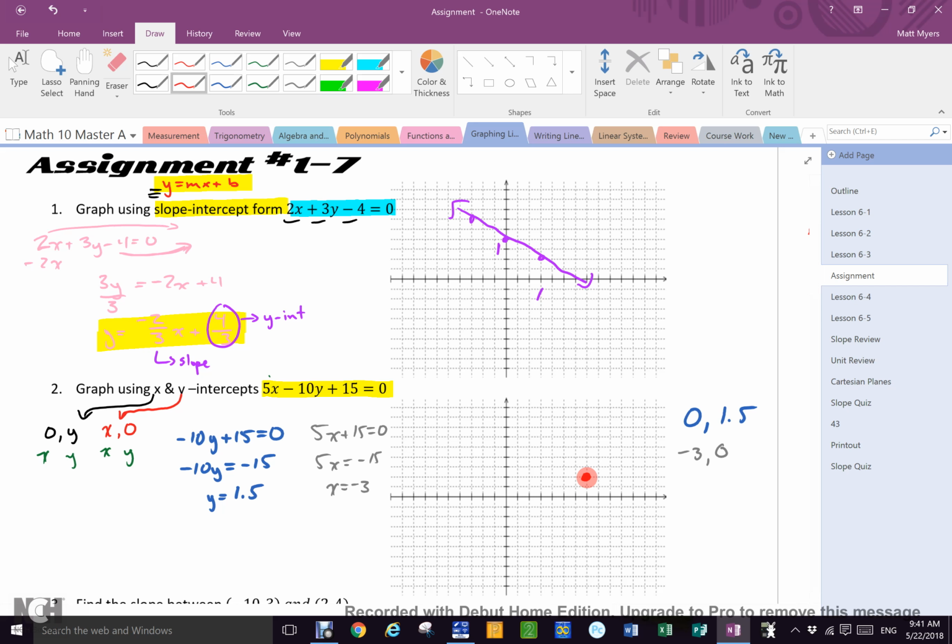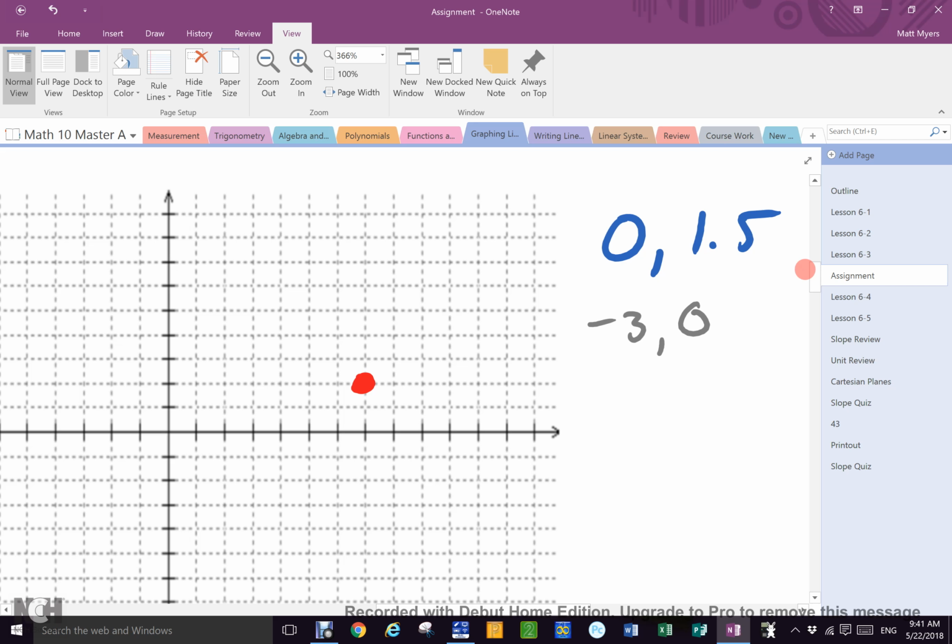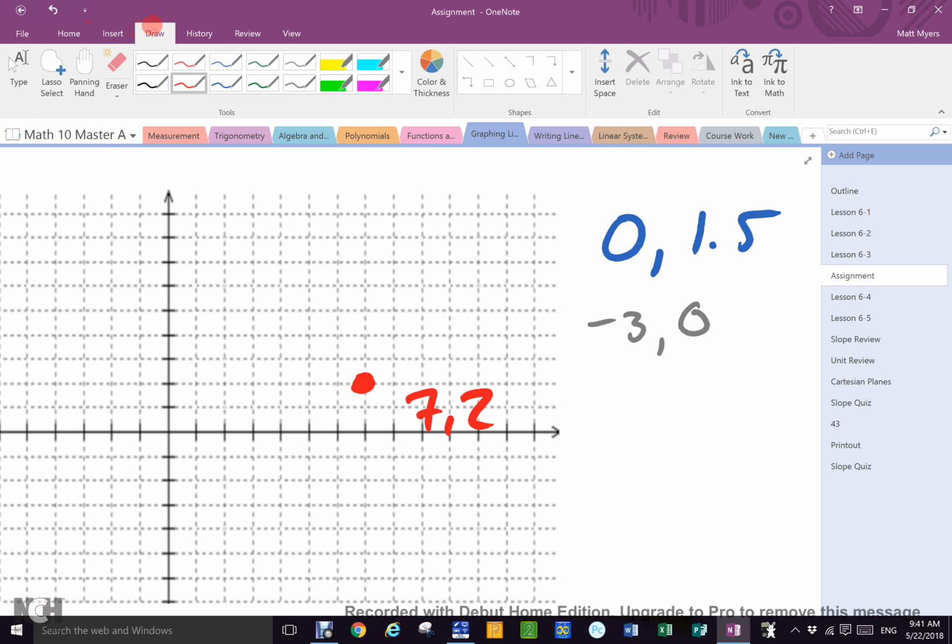What is that red dot's coordinates? 7, 2. What letter does that 7 represent? X. What letter does that 2 represent? Y. The equation was 5x minus 10y plus 15 equals 0. What can I put right there?